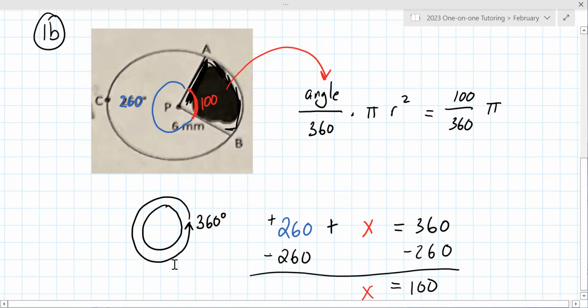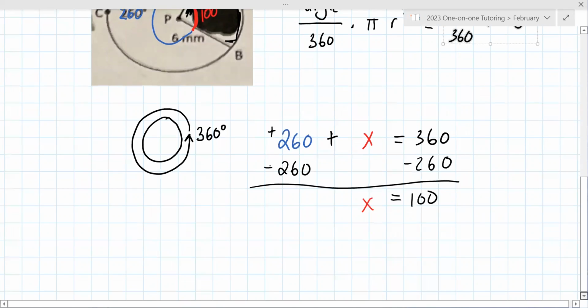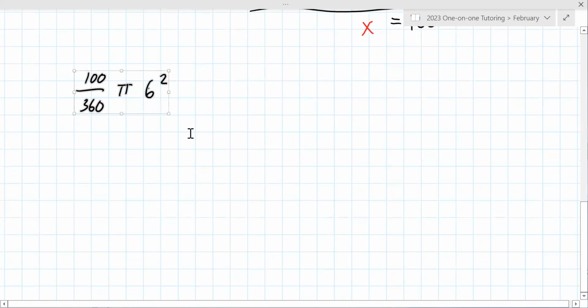360. Sarish, what's the radius? The radius is 6. Good. Okay, so we're going to take this expression, come down, and simplify it because we're going to give both the exact answer and the approximation.